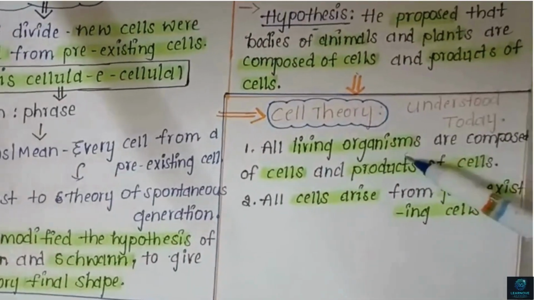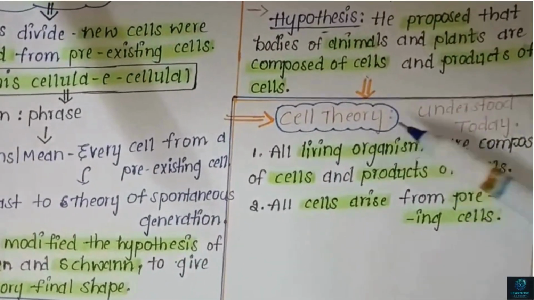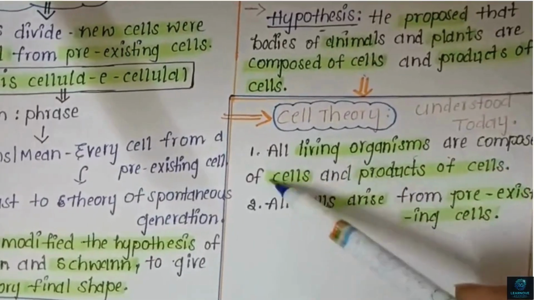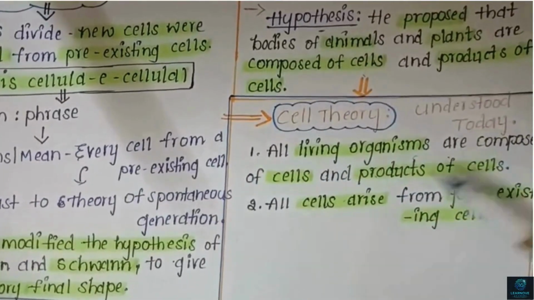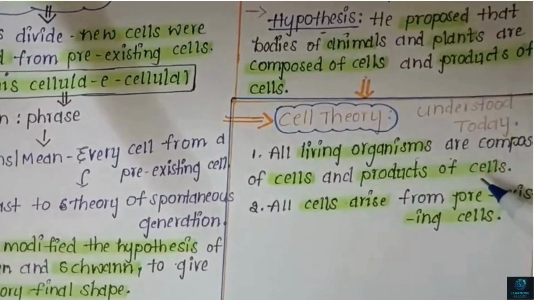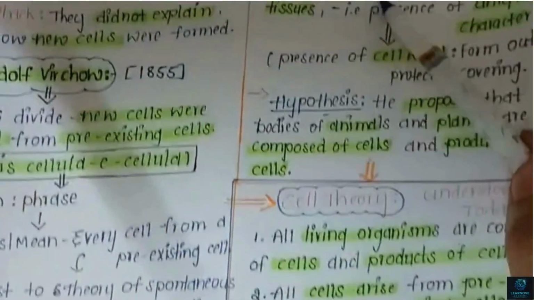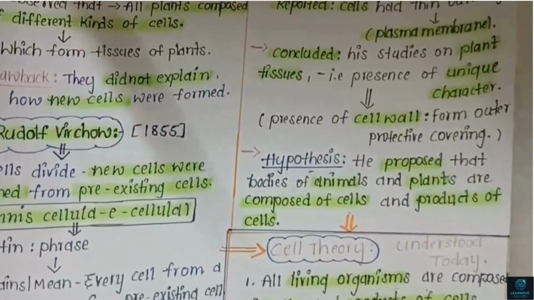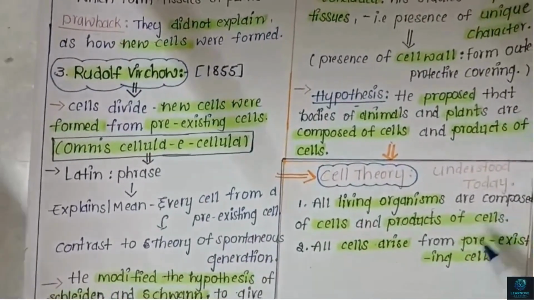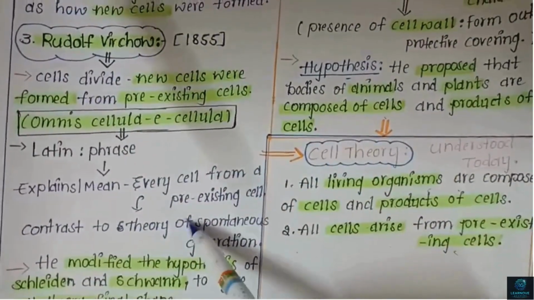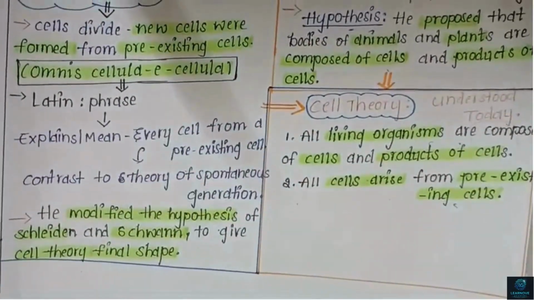As we understand today, cell theory is that all living organisms are composed of cells and products of cells, which was formulated together by Schleiden and Schwann, and all cells arise from pre-existing cells, which was given by Rudolf Virchow.